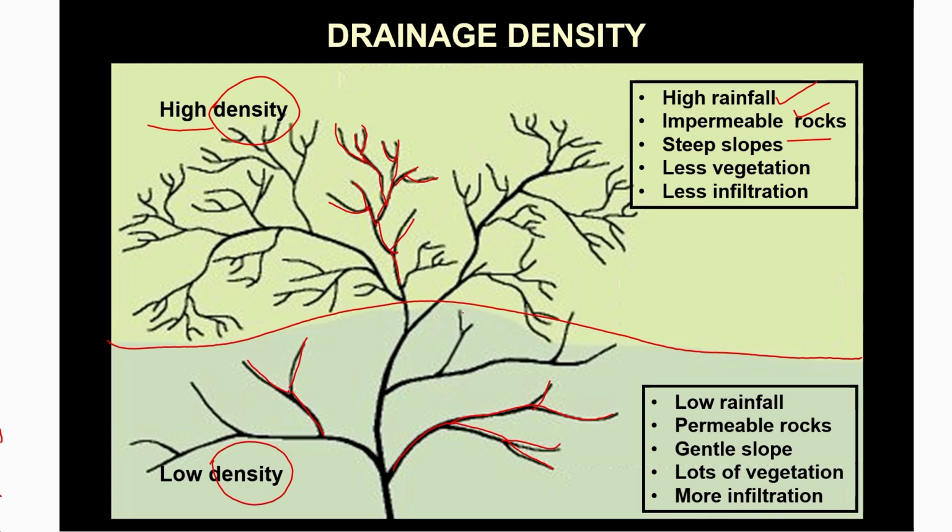The second one, permeable rocks, okay? The rocks actually allow water to pass through them, okay? There is permeability, meaning there's more infiltration. So you will not be able to get a high density because there's more infiltration and less runoff, leading to a low density, okay? Then the third one is a gentle slope, okay, where the gradient is very, very low.